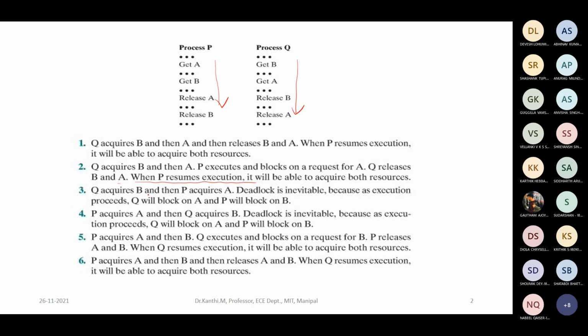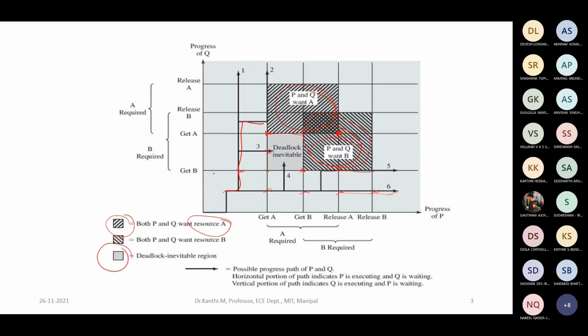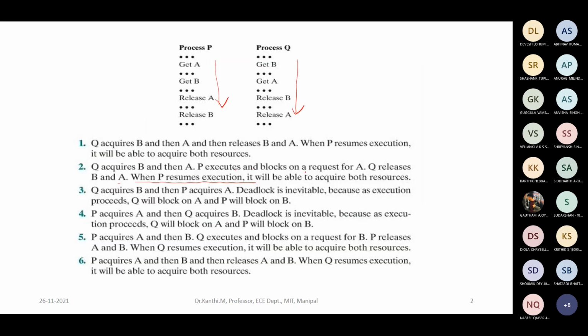Third situation, Q acquires B and then later A is acquired by P. Deadlock is inevitable because as execution proceeds, Q will block on A and P will block on B. It's later because one may be interested in another resource, and the other process may be interested in the resource which is held by the first process. So you cannot avoid the deadlock.